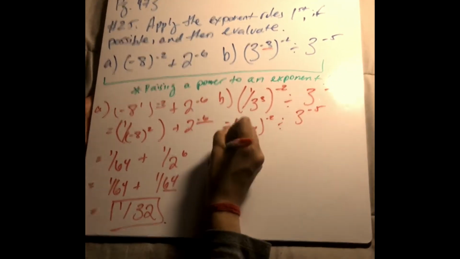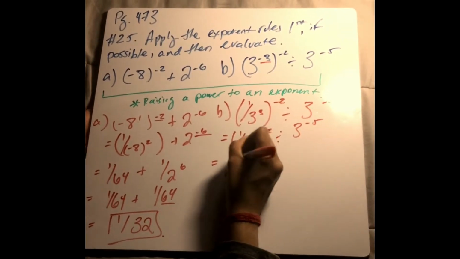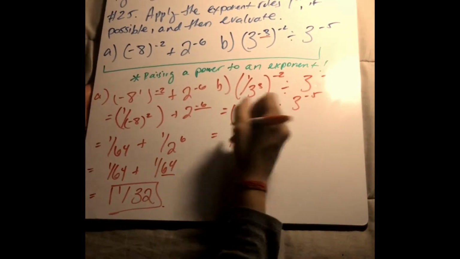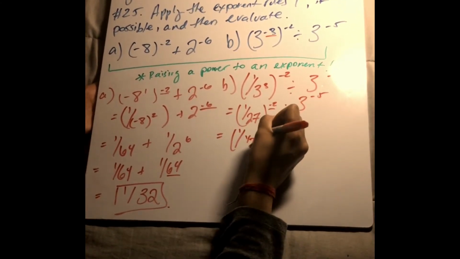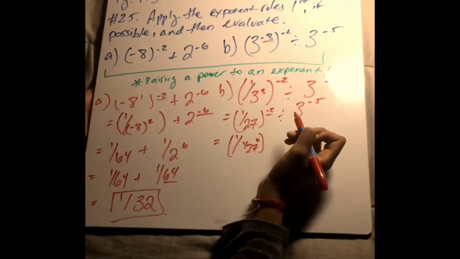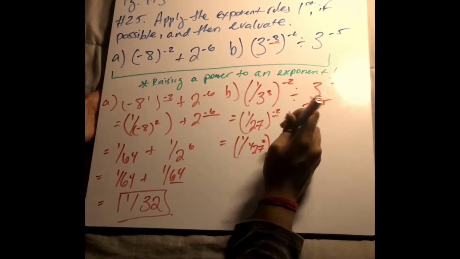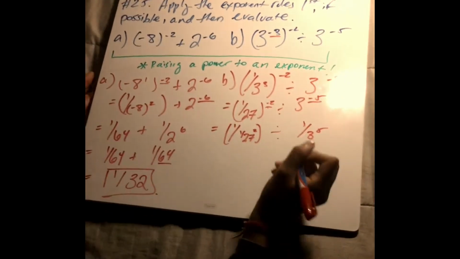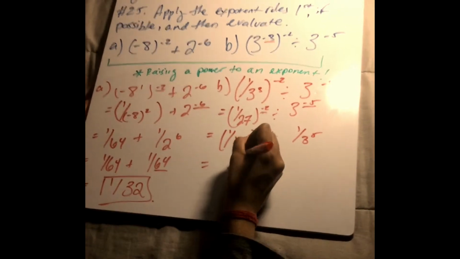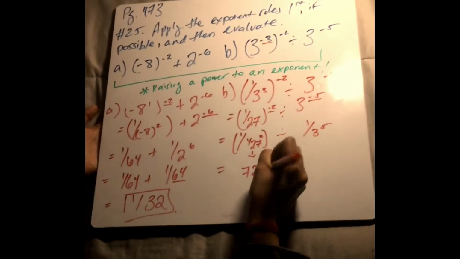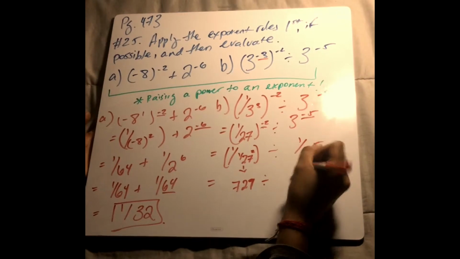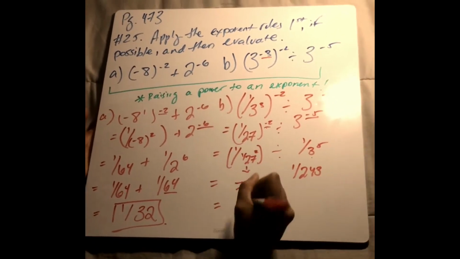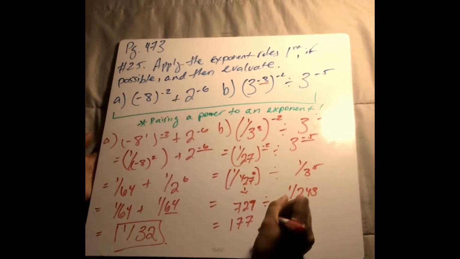Since this is a negative exponent, we're just going to do 1 over this whole term, which is 1 over 27. Put that in brackets. We're going to put the 2 over here too, because this is a negative exponent. Then over here, this is a negative exponent as well, so you're going to do 1 over 3 to the power of 5. This is equivalent to 729 divided by 1 over 243, because 3 to the power of 5 is 243. And this is equivalent to 177,147.